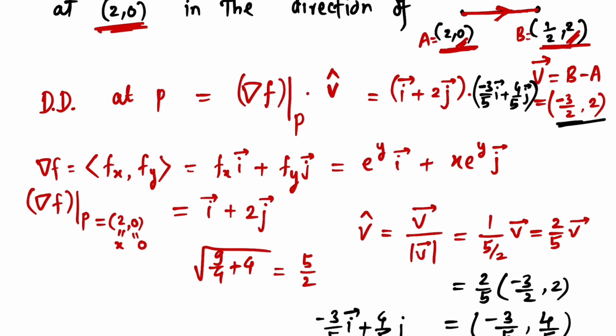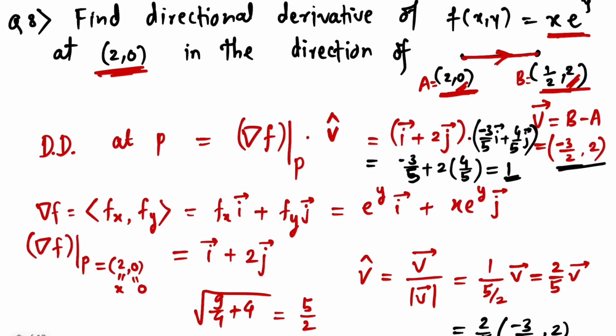Now take just this dot product. The dot product of this is just equal to minus 3/5 plus 2 times 4/5, right? So this is equal to minus 3 plus 8, which is 5/5, so it is 1. So the directional derivative is equal to 1. So this is your answer.